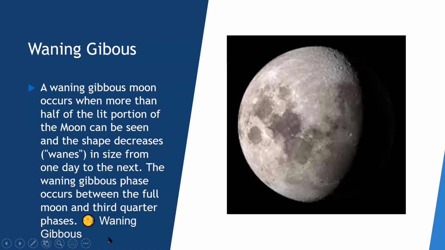This is an example of a waning gibbous. And then this is an example of the actual moon demonstrating a waning gibbous. Okay, so notice this is the part that's receiving sunlight from the sun. This part is not receiving any light.